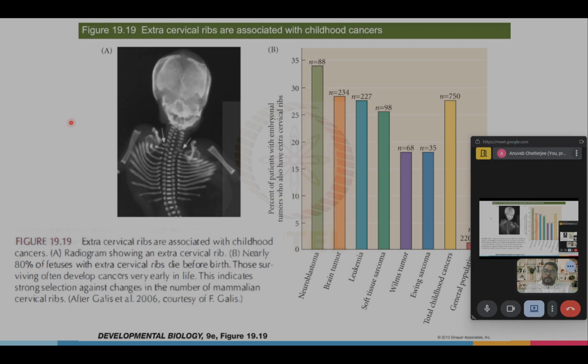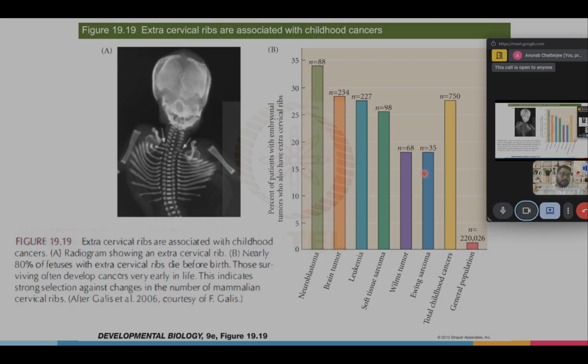Okay, so the question is, why are extracervical limbs connected to childhood cancers? This is again another example of how heterotopy has occurred. And so heterotopy is the changes in the function of a particular gene.